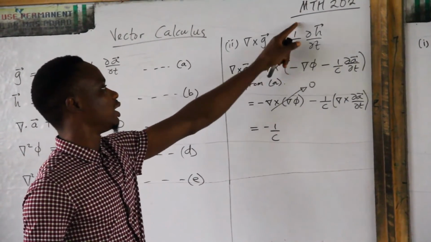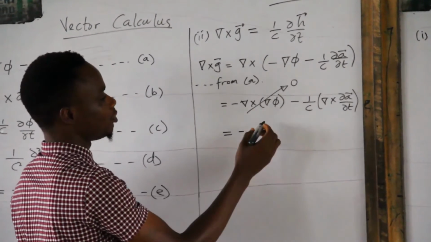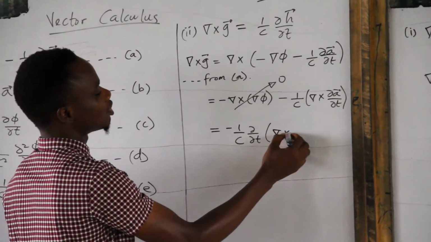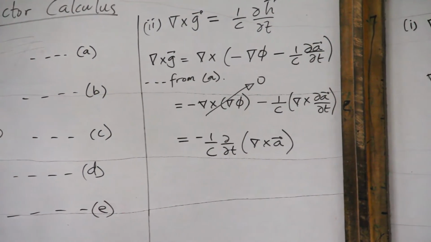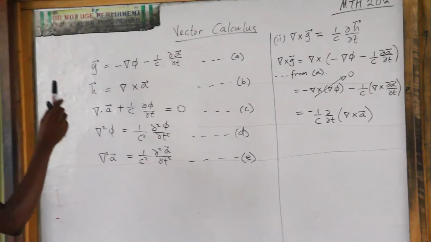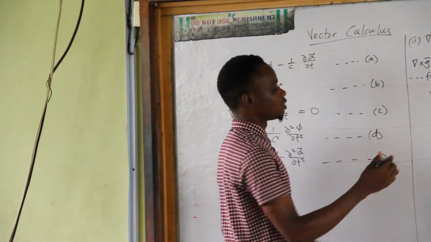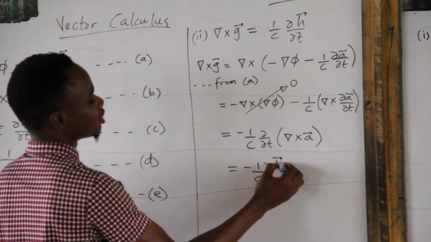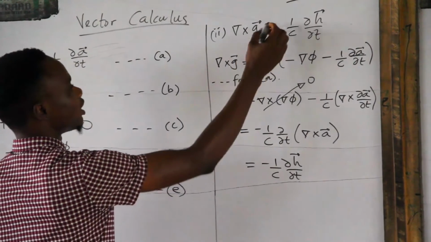So what's our destination? This is where we want to get to: 1 over c del h del t. So I can move out this del t. It's going to be minus 1 over c del t of lambda cross A. Do you understand this? Alright, so we are approaching H. H is lambda cross A. Can you see that? So the statement is minus 1 over c del H del t. That is the result. Let's carry on by your own.